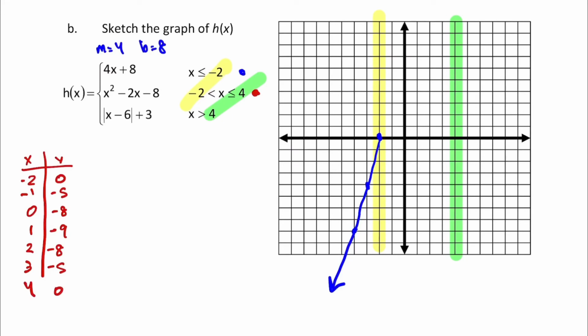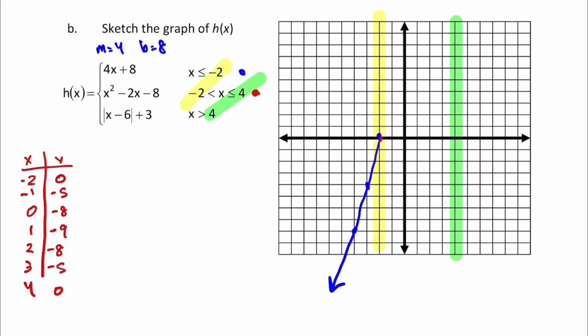So now I'm going to take these coordinates here and plot them in this region here. All right, negative 2, 0. Now remember, it would be an open circle. However, negative 2, 0 is the same as this coordinate, and we do not put open circles on top of closed circles. So I know it just goes to that point.